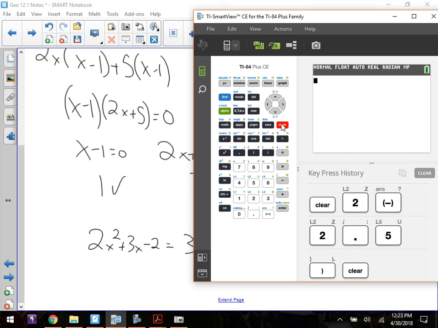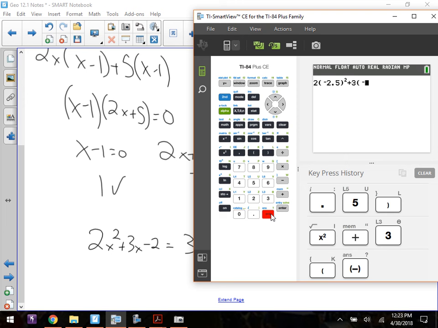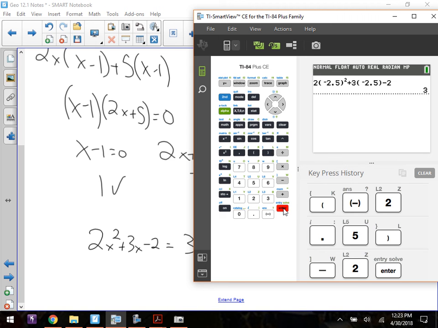I hate this calculator. 2 parentheses, 2... I have to put parentheses around it because it's negative before I square it. Plus 3 times negative 2.5. And then I subtract 2. I got 3, didn't I? That means both of those values of x work.